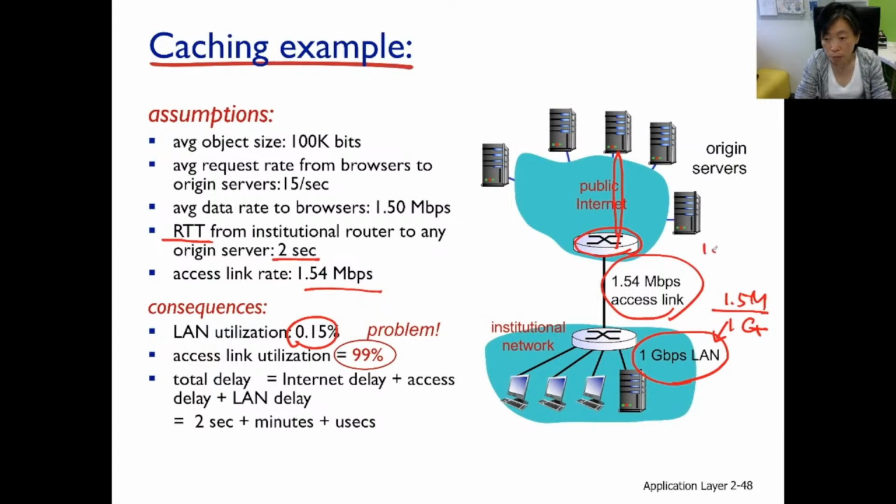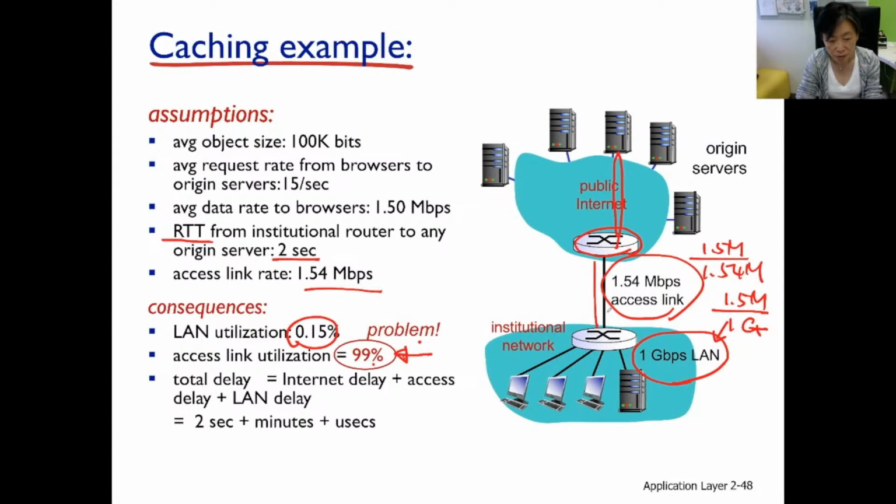But here, 1.5 meg divided by 1.54 meg, that's very close to 99%. And that is a problem if you recall. There's this component called queuing delay in the internet nodal delay. For transmission over a hop, there are 4 components: processing delay, queuing delay, transmission delay, and propagation delay. And the queuing delay is very sensitive to the utilization on the link here.